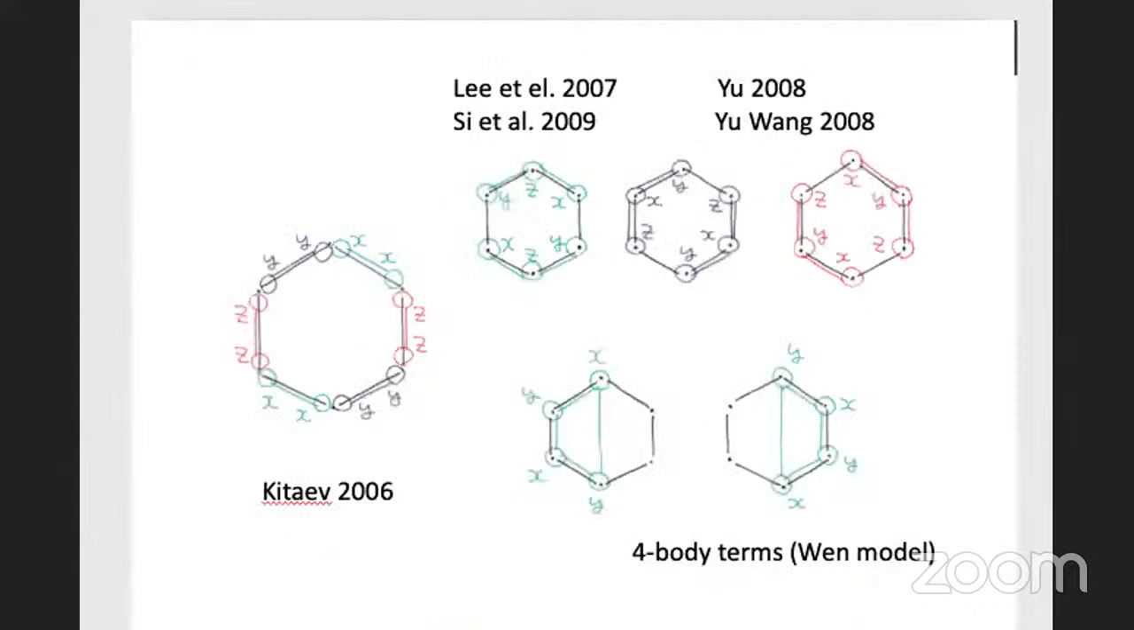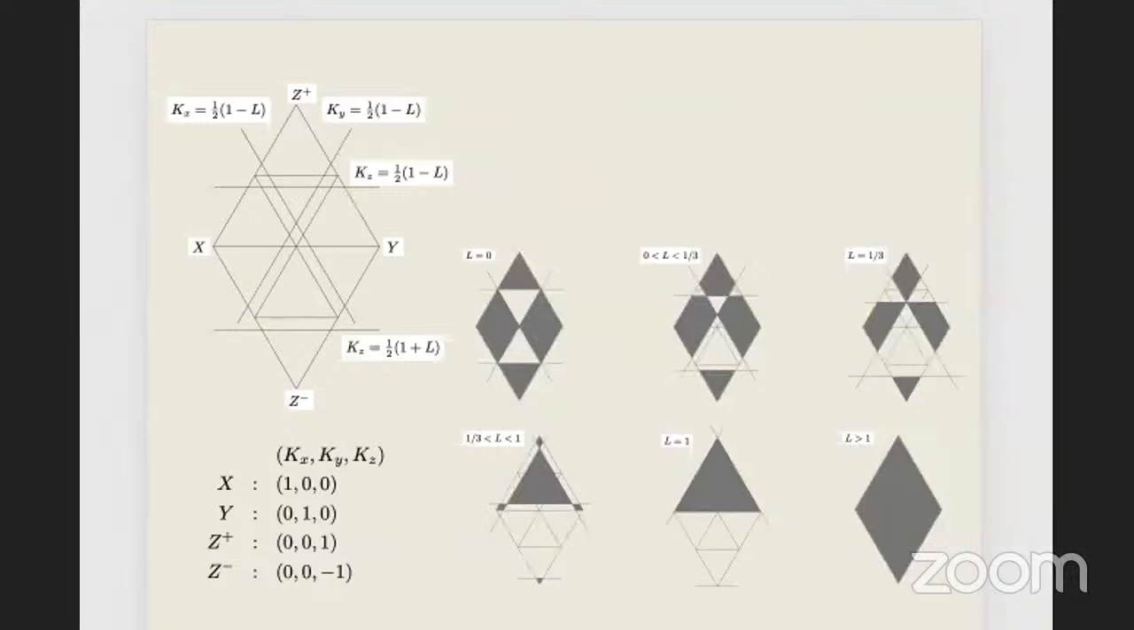After all, we obtain the honeycomb lattice Kitaev model with these 6 kinds of 3-body interactions and these 4-body interactions, which are the interactions of the Wen model. The model can be diagonalized in the subspace in which we can find the ground state. And the ground state phase diagram is obtained exactly. This is the ground state phase diagram.